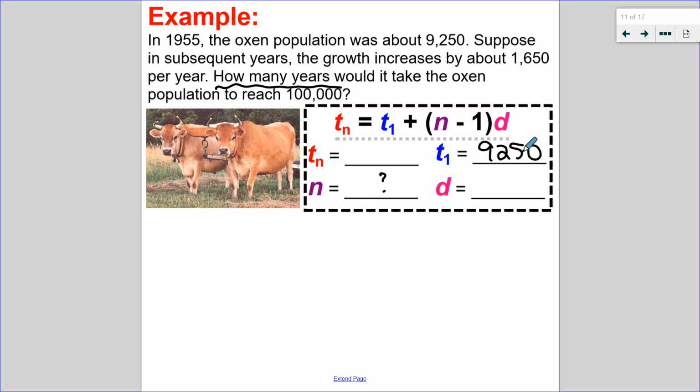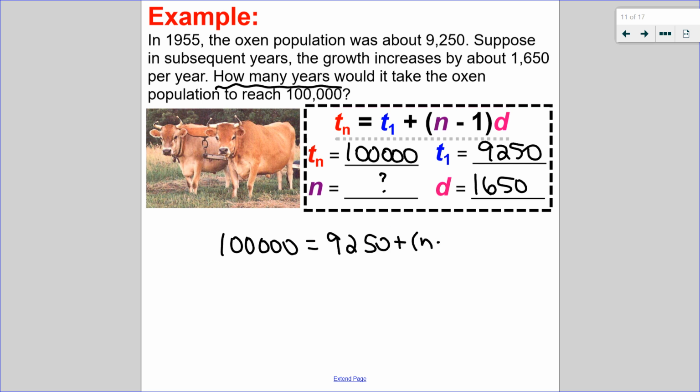So I started with 9,250. I want to end with 100,000. And my difference is I'm going up by, increasing by about 1,650 every year. So now it's just a matter of substituting it into our formula. And then we just solve for our n value. So since I want to get n by itself, I want to get this n minus 1 by itself first, and then go from there.